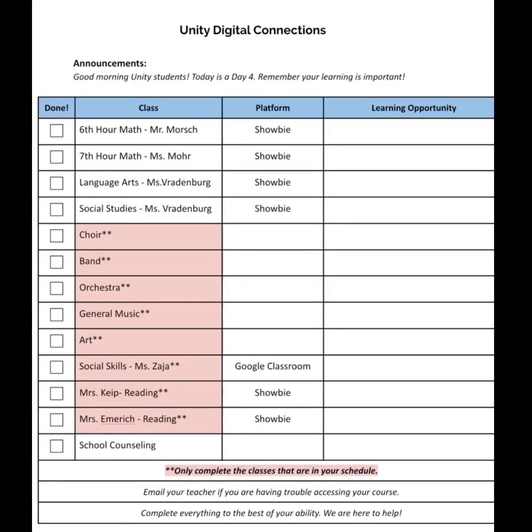The checklist will now look like this. It's still called Unity Digital Connections, and there'll be a date underneath it, and announcements. You'll have your announcements, which you normally watch, but it'll say what day it is. On a certain day, there are certain classes that you're going to need to do tasks for. You'll see our order's a little bit different, but it says 6-hour math.